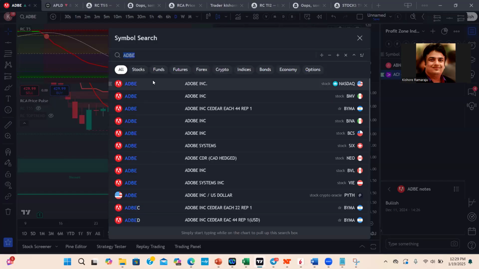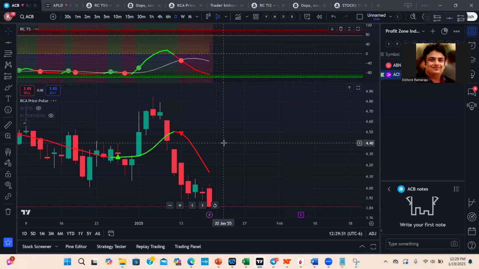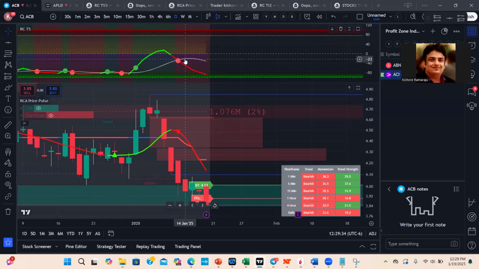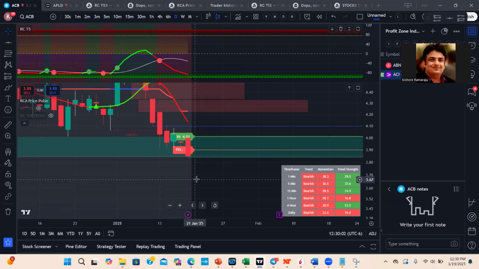So now if I go here, click on ACB, do you think T5 is telling it can go further down? Right? Everything is bearish here. Everything is red here, right? That means there is a lot of bearishness and there is a lot of strength in the trend. Whatever the trend is, there is a lot of strength in that bearish trend. So there is a high possibility for ACB to drop much further, right?